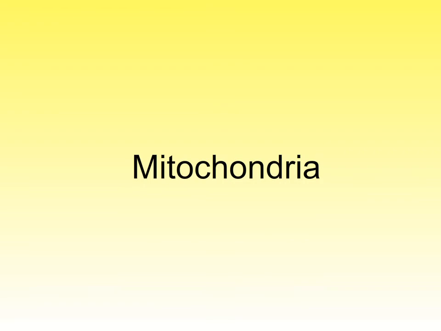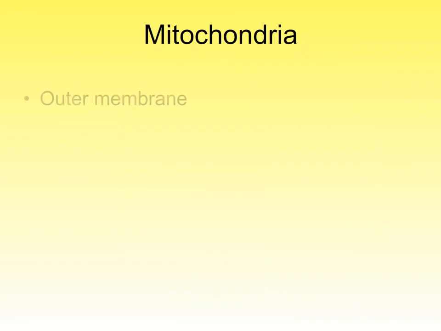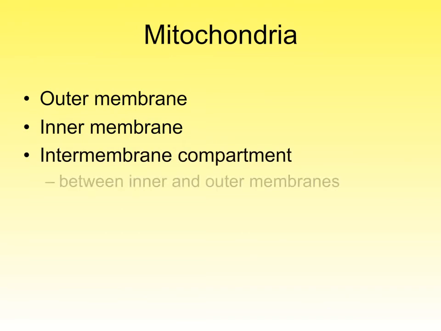Mitochondria are the site of aerobic respiration, an oxygen-requiring process that converts chemical energy to ATP. Mitochondria are found in all eukaryotic cells. Here are the mitochondria. A single one is called a mitochondrion. Mitochondria are easy to spot. Each mitochondrion is enclosed in a double membrane. The intermembrane space lies between the outer and inner membranes.